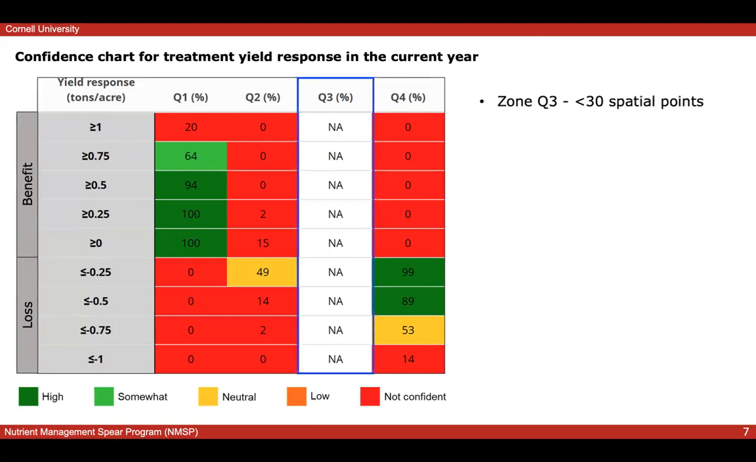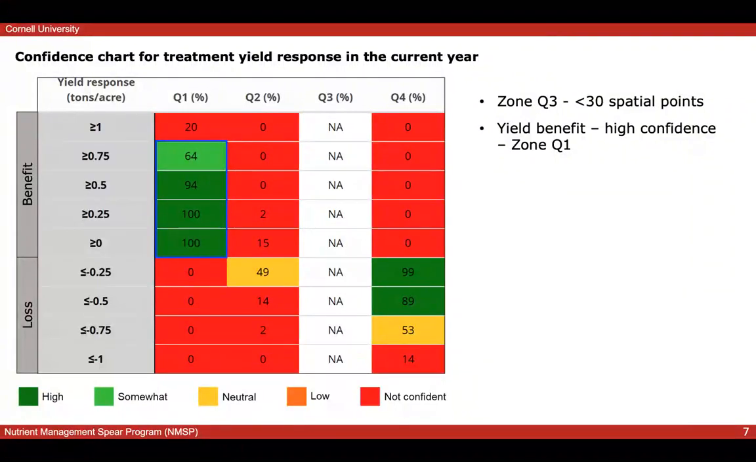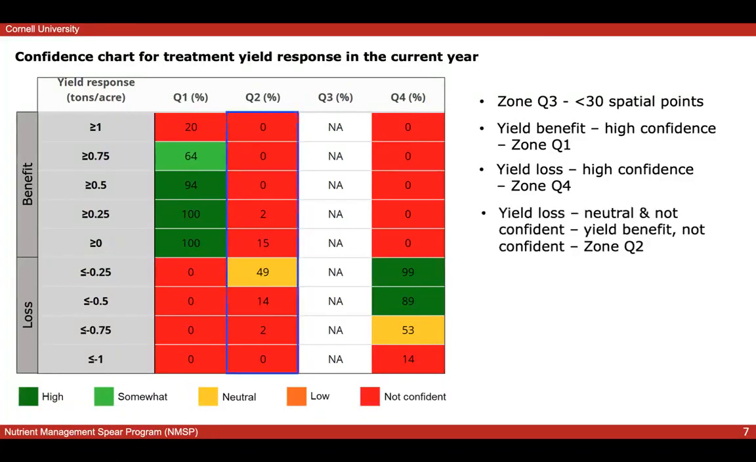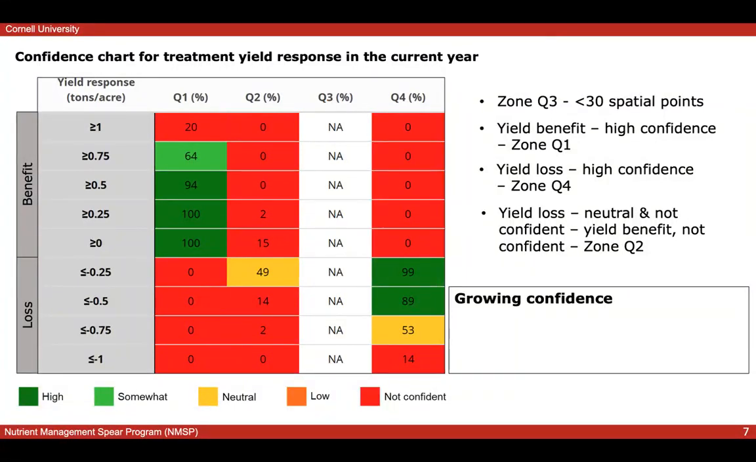We can right off see that for zone Q3, there is no data available because the model accounts for smaller data points, and it has fewer than 30 spatial points. It does not qualify for analysis. For zone Q1, we see high confidence with yield benefit. For zone Q4, we also see high confidence but for yield loss. And for zone Q2, it is neutral because we don't see much confidence for yield benefit or yield loss.